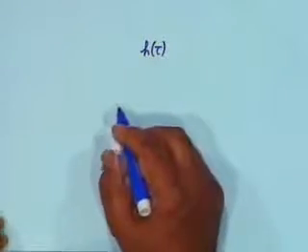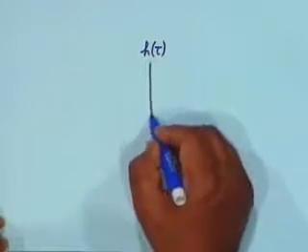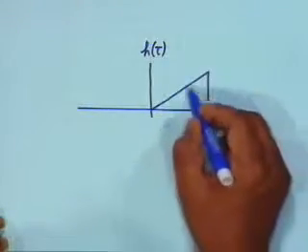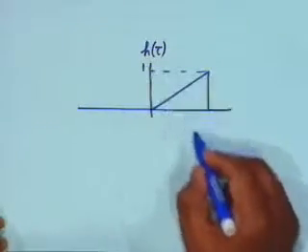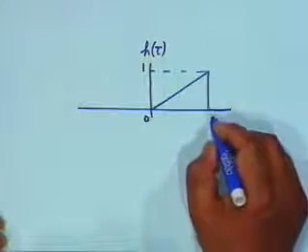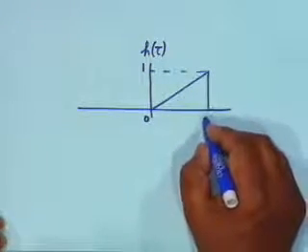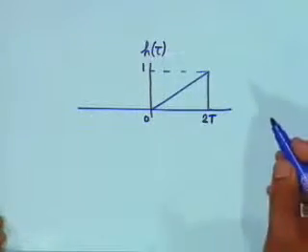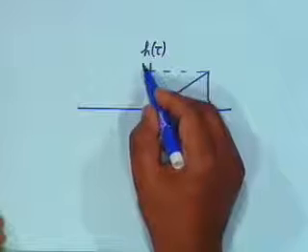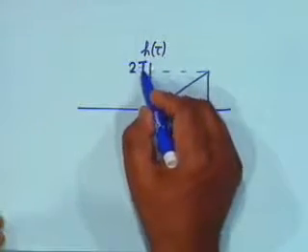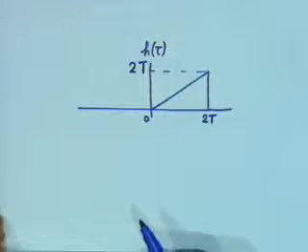Let's see our h of tau. Let's proceed with this example. Our h of tau was this. It rises linearly in the range 0 to 2T, and therefore this amplitude should be 2T. That is correct. This amplitude is 2T.